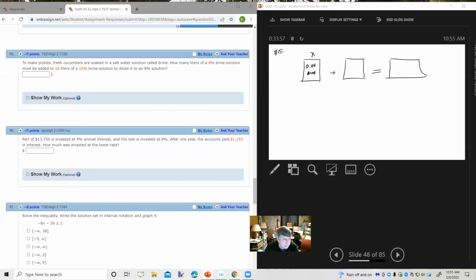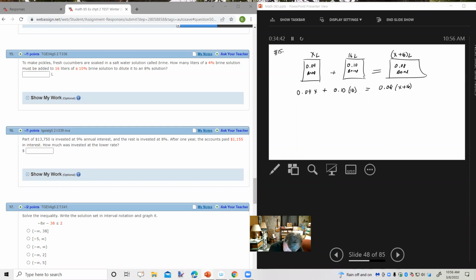How many liters of it must be added to 16 liters of a 10% brine to dilute it to an 8% solution? Now, if I've got x liters plus 16 liters, the mixture is going to be x plus 16 liters. Any question about what I did there? Okay, so our equation becomes 0.04x plus 0.10 times 16 equals 0.08 times (x plus 16).